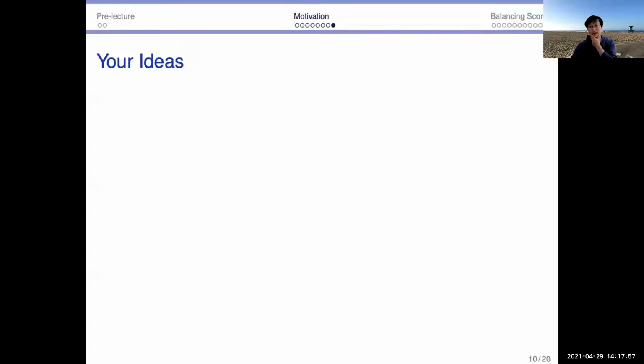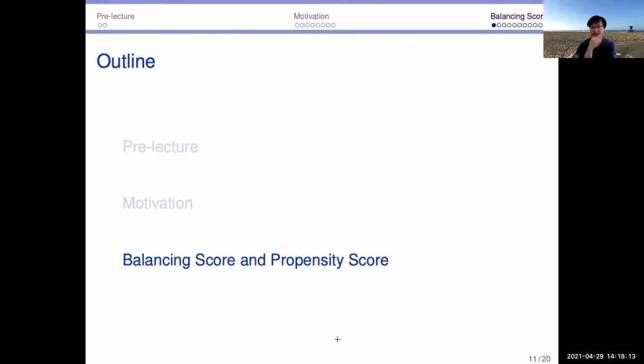Okay, you have discussed a lot of great ideas, and many of those have been brought up. Before we move on to discuss the more detailed considerations, we'll first take a digression to look at one other thing called the balancing score. And you will see that this has a close connection with how we find matches.